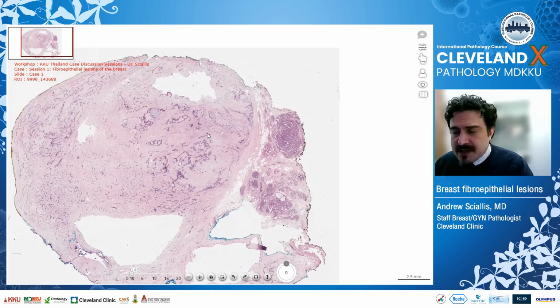So here we go. This is the excision specimen in which we have this fibroepithelial lesion on one part of the slide, and then some other stuff, which looks like it could be an intraductal papilloma or some sclerosing adenosis.